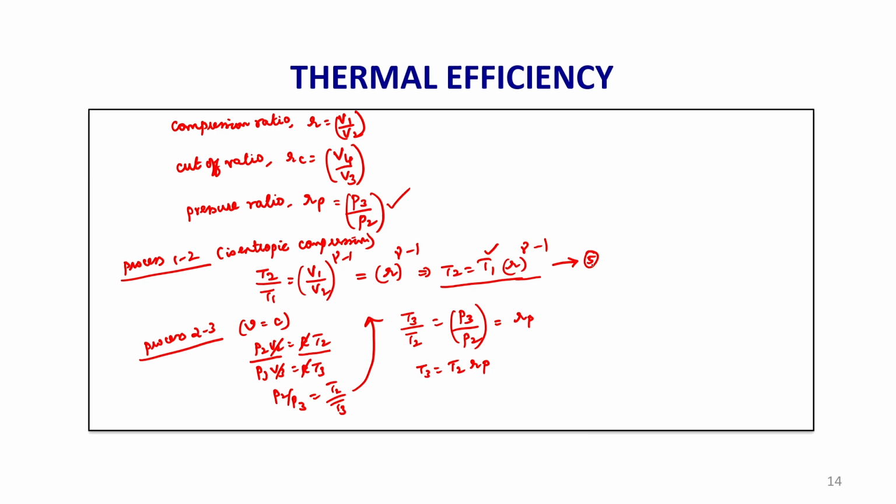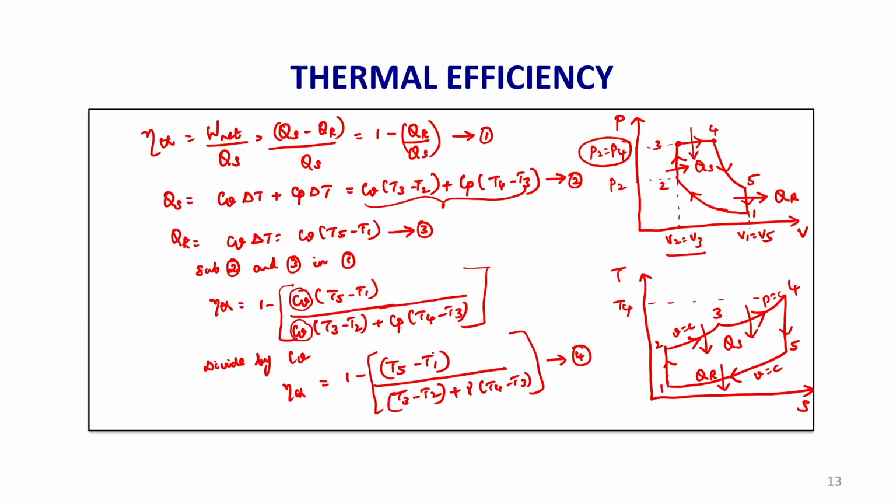Now I am going to use equation 5. Because T2 is in terms of T1, T3 is equal to T1 into R power gamma minus 1 multiplied by the pressure ratio. So this is equation number 6. Have a look at equation number 6. T3 is expressed in terms of T1, compression ratio, gamma and pressure ratio. Out of 5 temperatures, I am keeping T1 as it is, T2 is expressed in terms of T1, and now T3 is expressed in terms of T1.